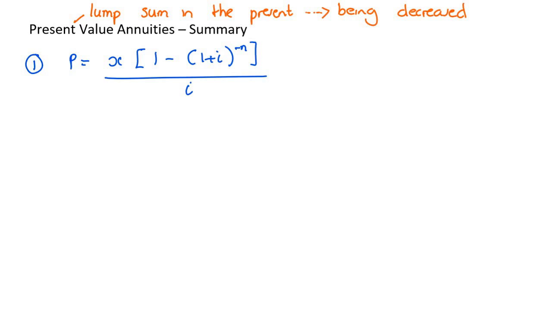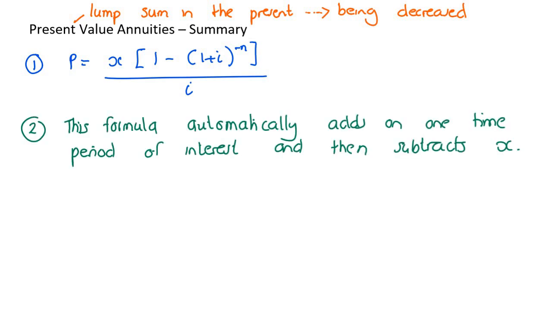Okay, what's the second thing we learned? We learned that the T's and C's for this formula is this formula automatically adds on 1 time period interest and then withdraws the first X. So I've just written that concept down. And so we just need to remember how the formula works so that we can manipulate the sums if the formula doesn't fit our situation, just as it didn't with Sally.